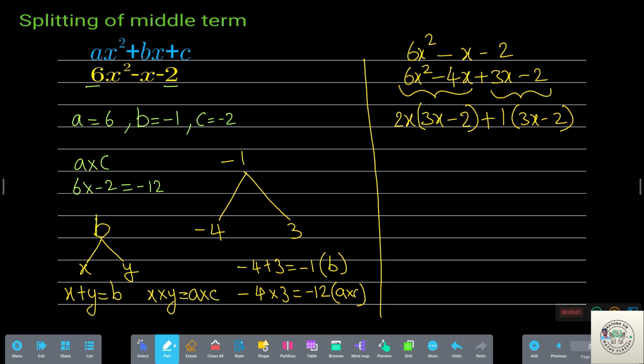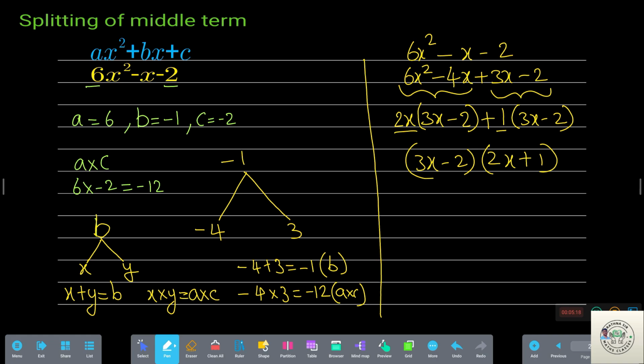So now in these two terms we have 3x minus 2 as common term. So what is left over here? 2x, and left over here is plus 1. So this is how we factorize the given quadratic polynomial.